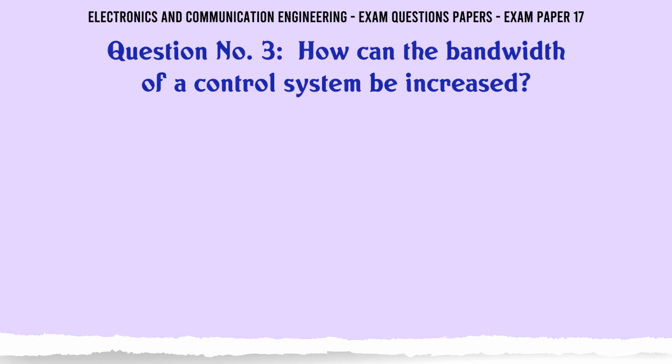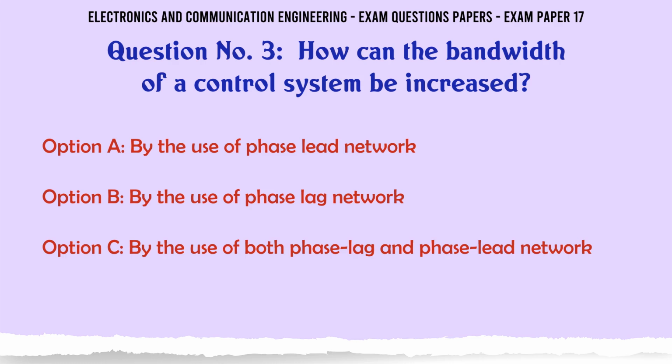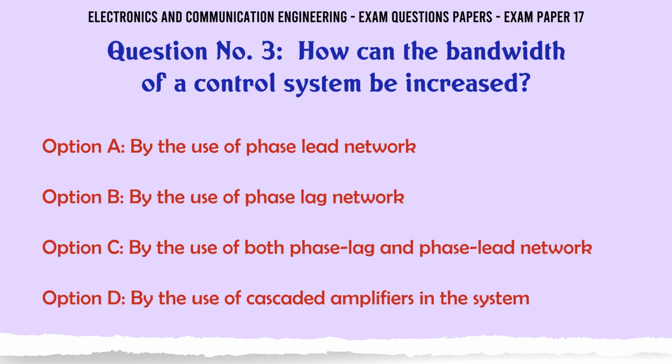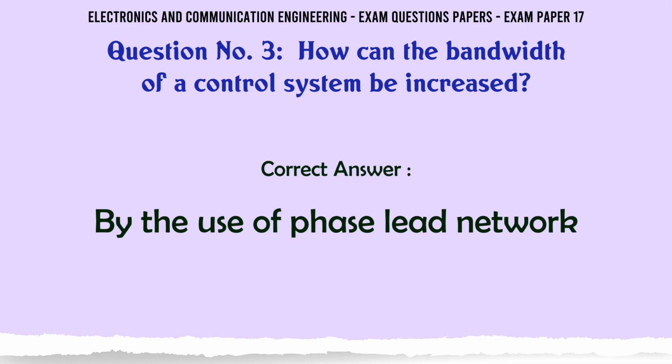How can the bandwidth of a control system be increased? A. By the use of phase lead network. B. By the use of phase lag network. C. By the use of both phase lag and phase lead network. D. By the use of cascaded amplifiers in the system. The correct answer is by the use of phase lead network.